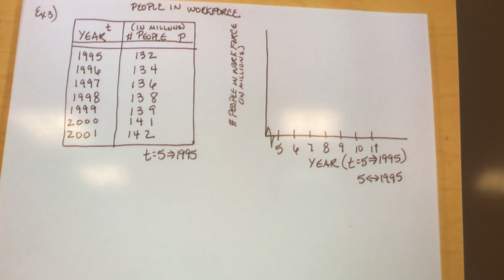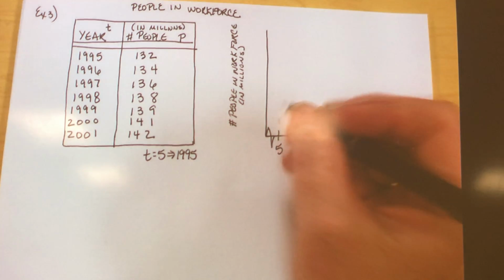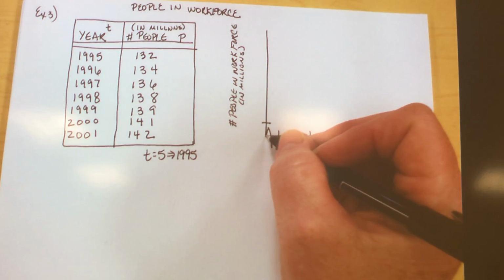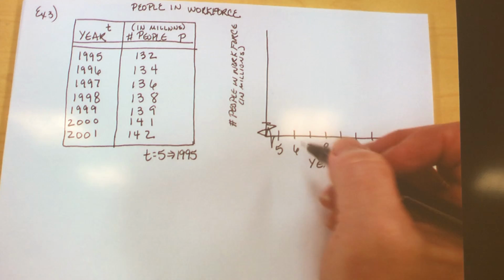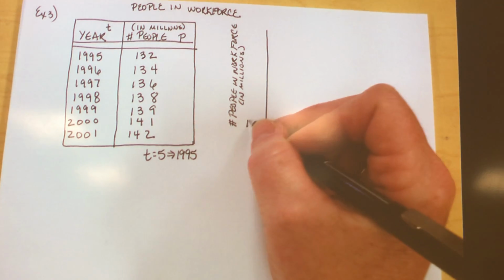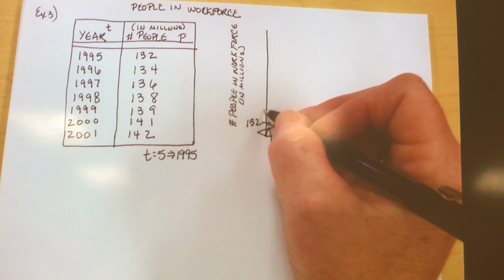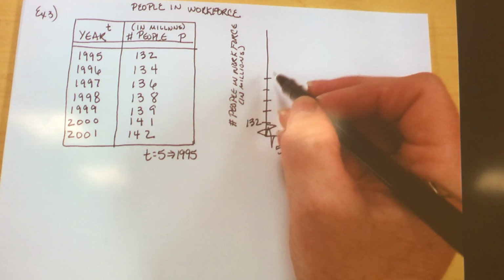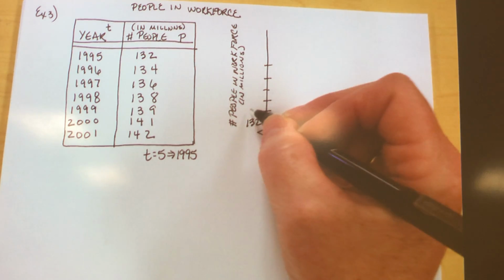I always like to choose what I'm gonna go by first. What do you wanna go by? 2. Okay, I like 2s. What do I wanna start at? 130. I can start at 132, but if I do that and I'm going by 2s, what do I have to do? Put another break in there. It just looks like a little heartbeat. So this is 132, this is 134, 36, 38, 40, 42.